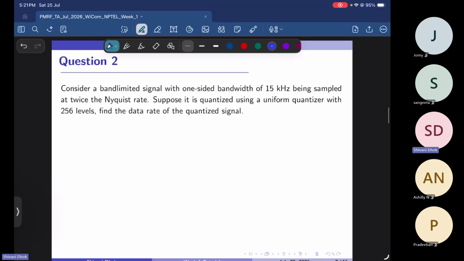If there are no questions, then let's move on to the second question. In this particular question, let's add one more layer on top of the sampling, and that is quantization. So what do you mean by quantization?